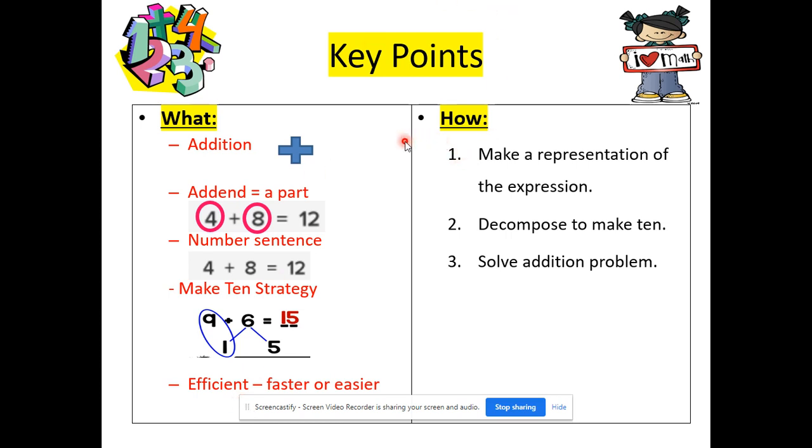How are we going to do this? Well, step 1, we're going to make a representation of the expression, which means we're just going to draw a picture. Step 2, we're going to decompose to make 10, which means that we're going to use the make 10 strategy. So that means we have to break apart a number to make 10. And then step 3, we're just going to solve our addition problem.